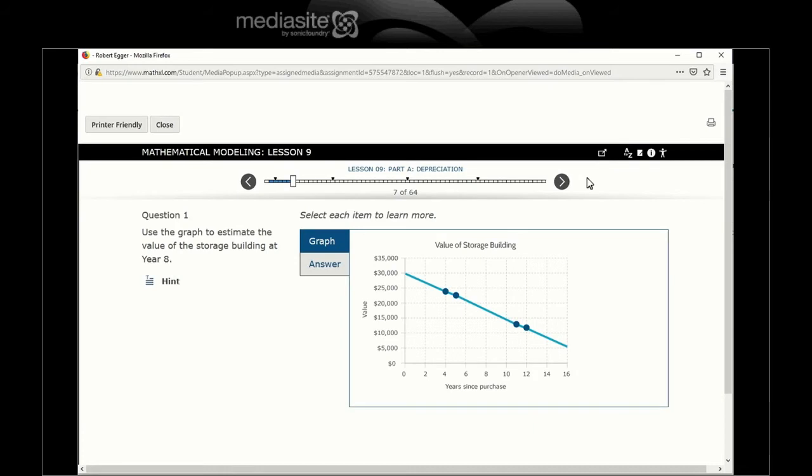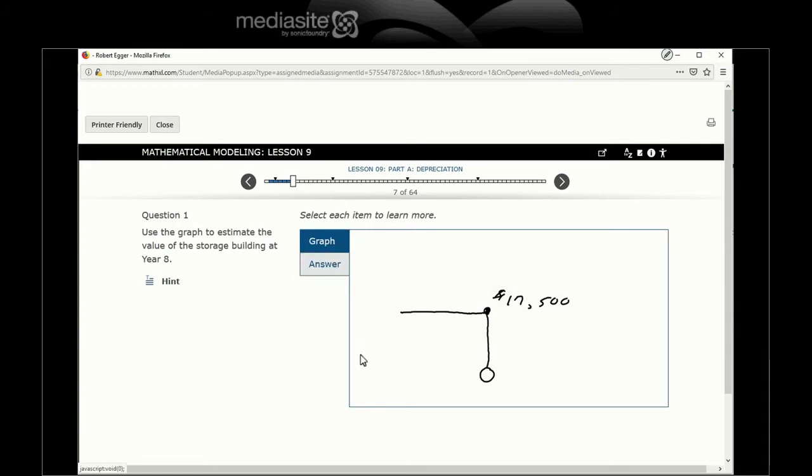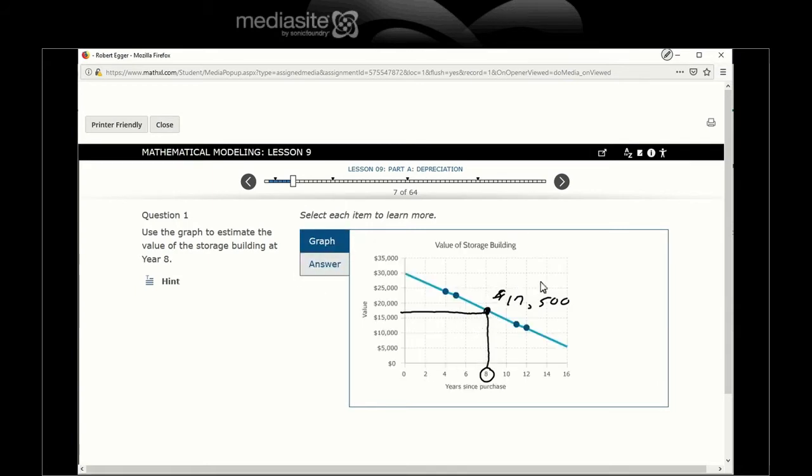So use the graph to estimate the value of the storage building at year 8. Okay, we got our collinear line. Here's year 8. Let's go up to that point, and let's go over. So I would guesstimate it's about halfway between 15 and 20,000. So I probably would say about $17,500 at the 8-year point, give or take $100 or so. See what they say. You can tell it's between 15 and 20. Is it close to 15, 20, or neither? That's pretty ambiguous. And I say it's definitely about halfway between, roughly.